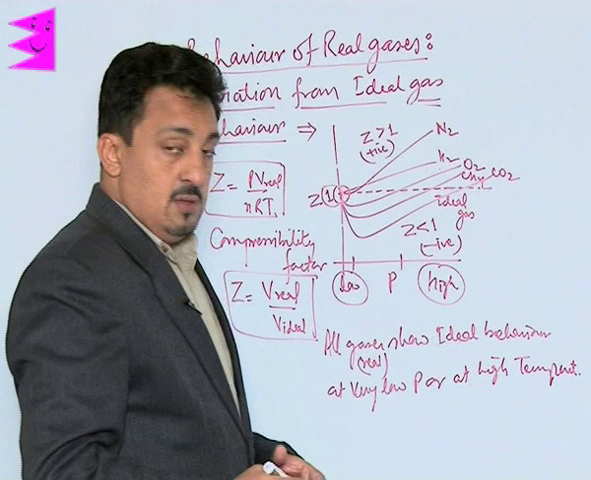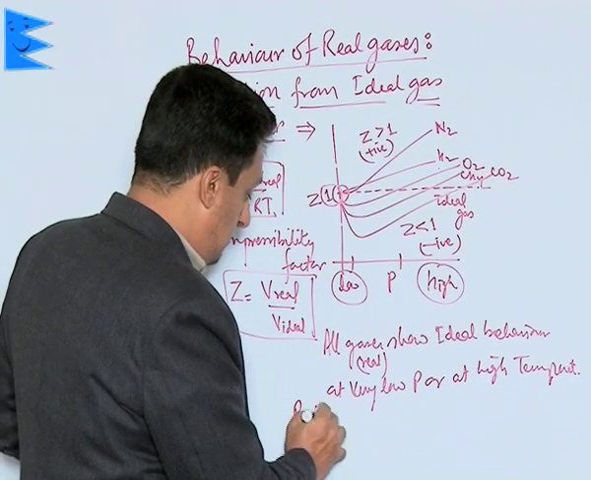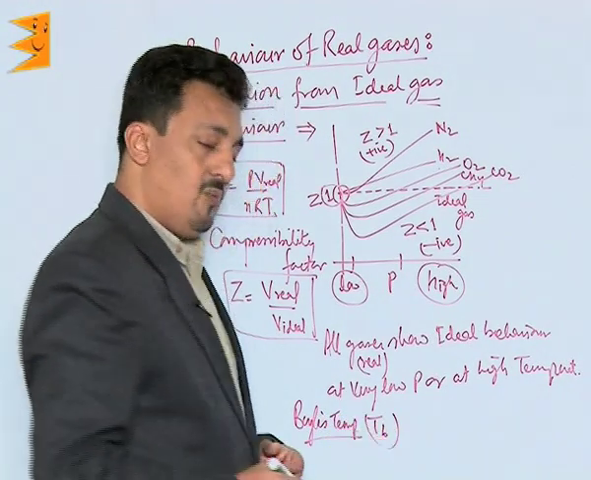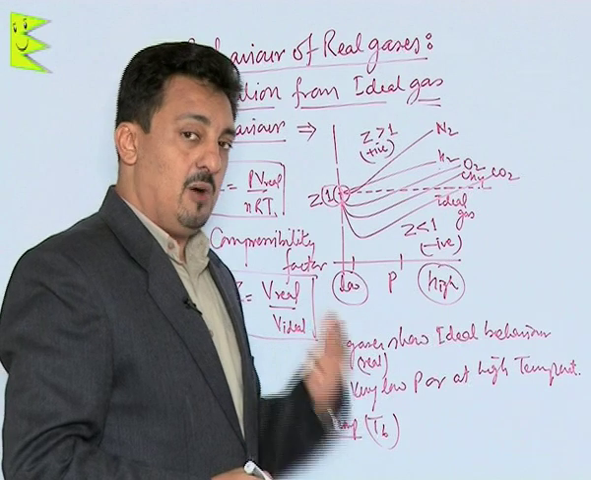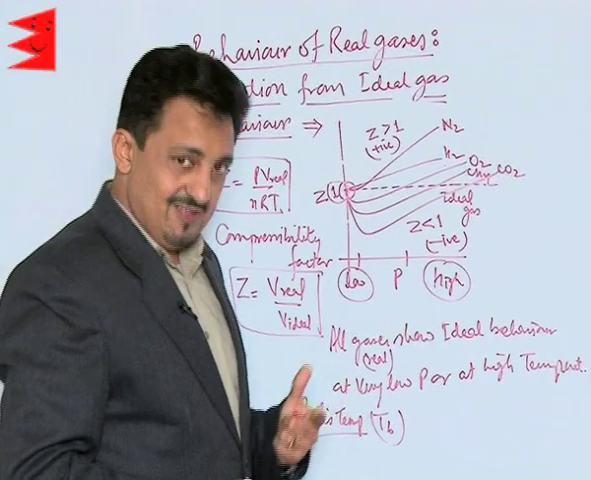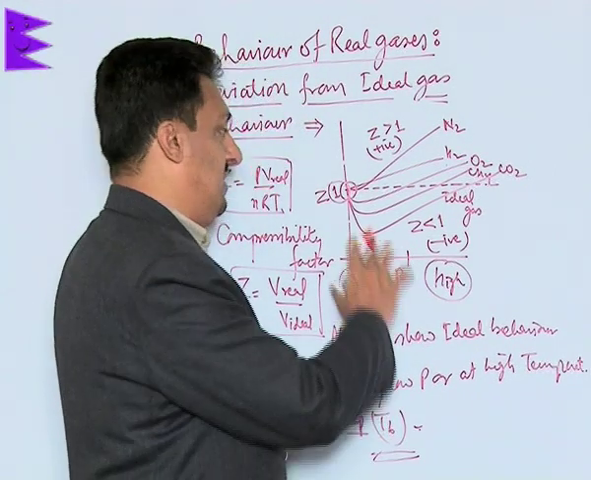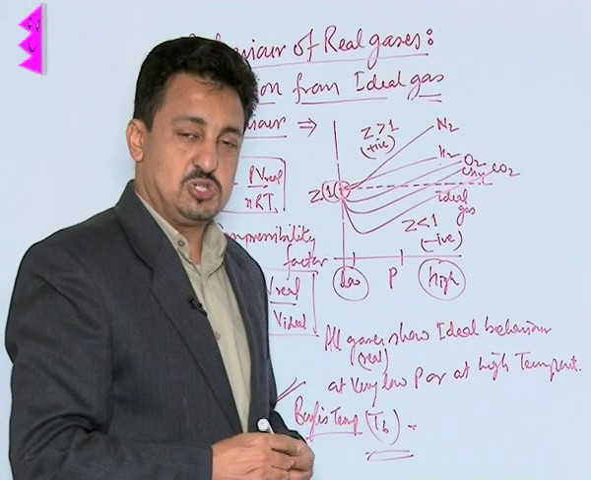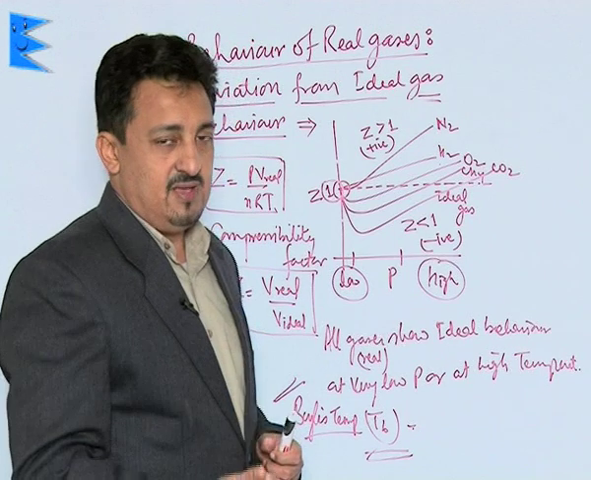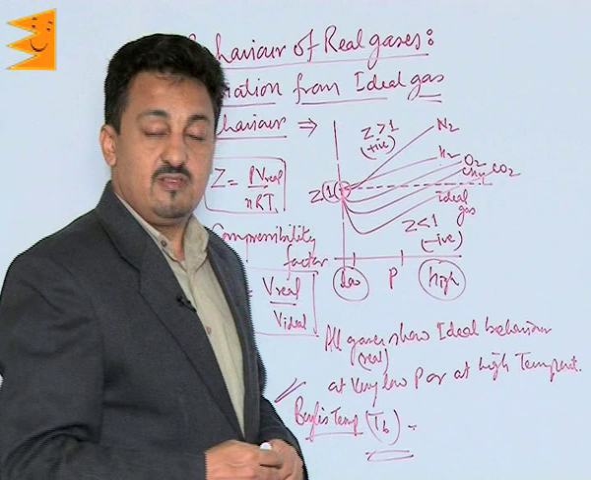And we define this temperature as Boyle's temperature. We call it TB. What is TB? It's the temperature above which all real gases show ideal gas behavior, called Boyle's temperature. So this is how we define Boyle's temperature, and this is how we explain the deviation of gases from the ideal behavior to real behavior. This is how we explain it.